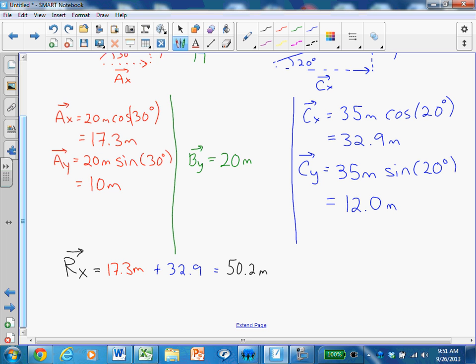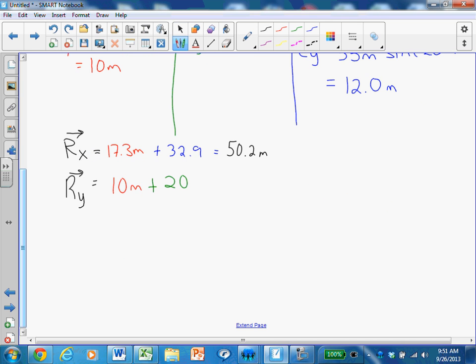Our y, same way, but the y's, we have 10 meters, we have 20 meters, and we have 12 meters. Even I can sum this in my head. 52, right? I was just kidding.